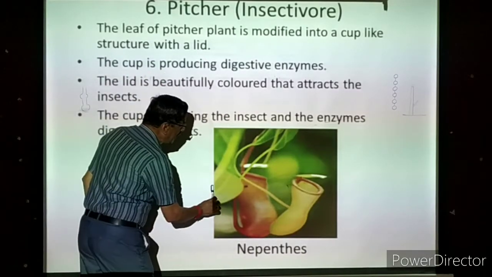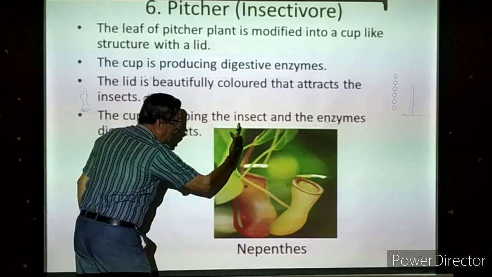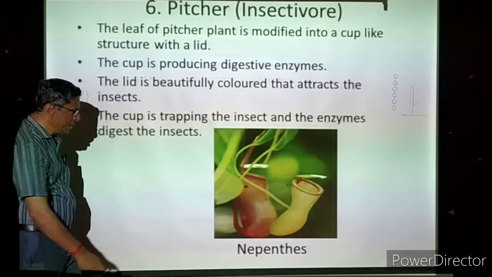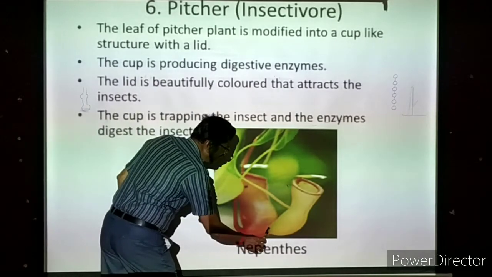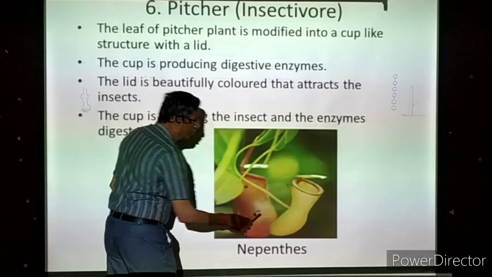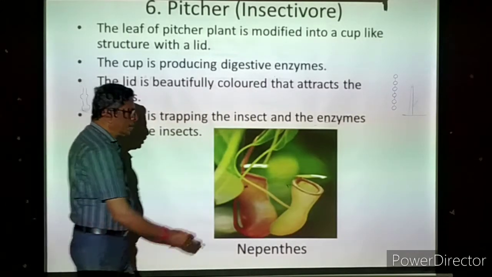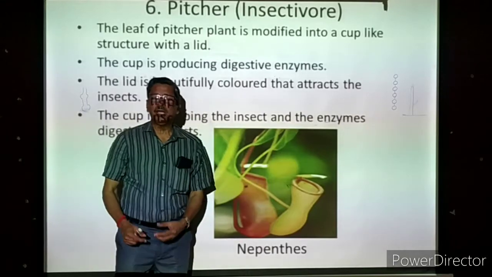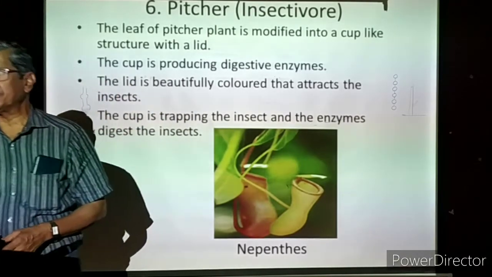Now we are taking one lamina, a green lamina will be there. Half of the lamina will be normal. After that, the remaining half of the lamina, if you take, is modified into an elongated cup-like structure. Now the mouth is widely opened. We can see it by naked eye. The length of the pitcher may be 4 or 5 centimeters.